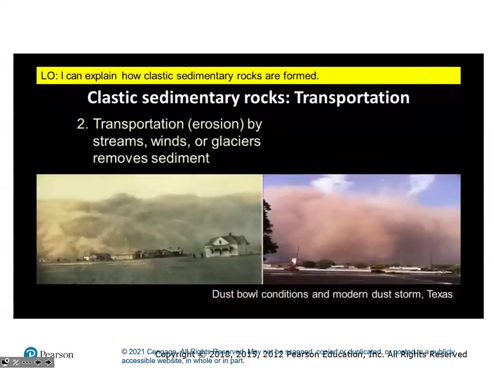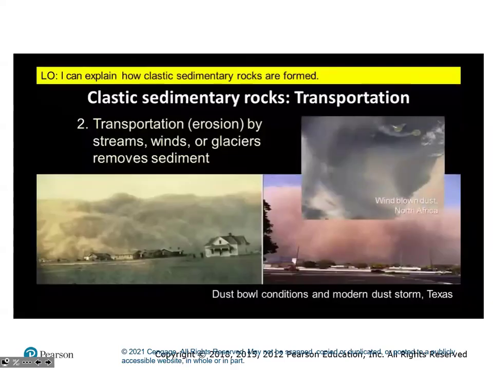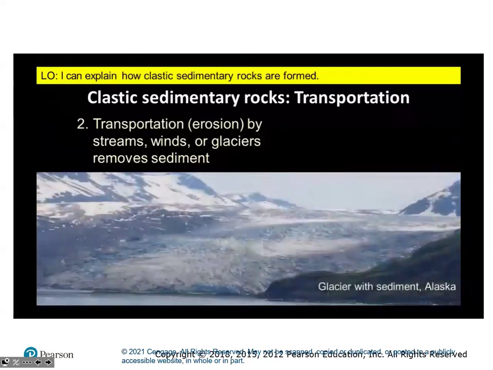Much of western Oklahoma and northern Texas lost their topsoil to winds during the Dust Bowl era of the 1930s, and we see similar dust storms today in drought-stricken western states. Elsewhere, dust and sediment from the Sahara Desert may be transported across the Atlantic Ocean to Central and North America. Finally, sediment of all sizes is transported by glaciers.